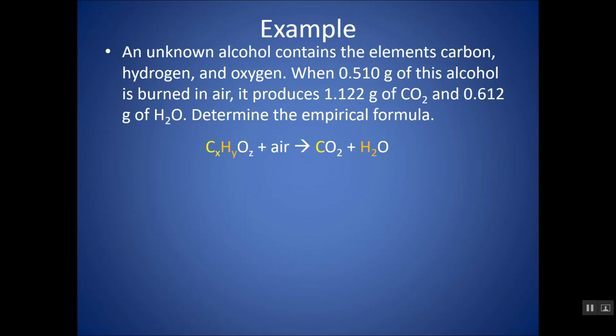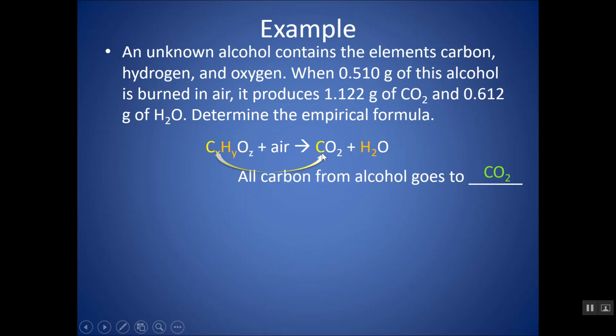So all you're going to do is trace each of the elements in your unknown reactant to where they are in the products. Meaning if I look at the carbon, here's the carbon in the alcohol. There's no carbon in air. But if I look at the products, where does all this carbon end up? All the carbon ends up in CO2. So from this mass of CO2, if I could isolate just the mass of carbon, I could say that would be the same as the mass of carbon in my unknown alcohol due to conservation of mass.